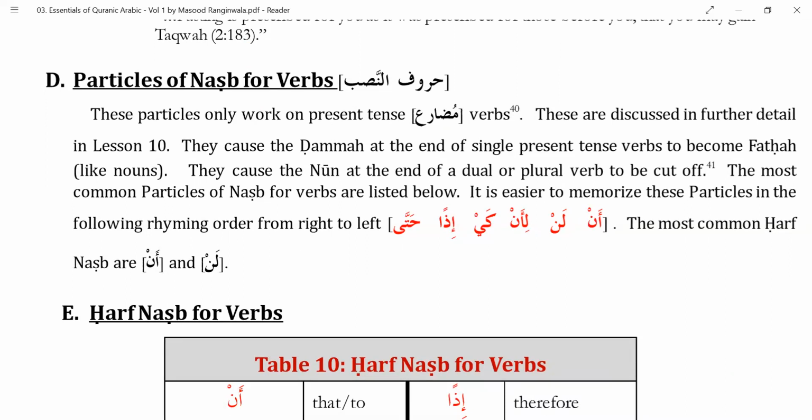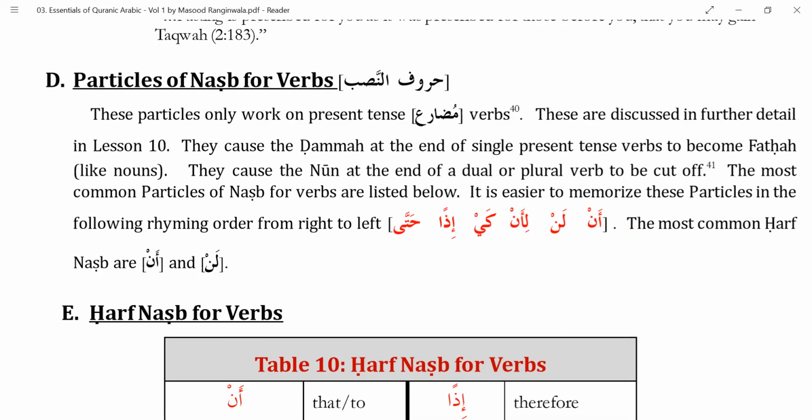Now they are put more in detail in lesson number 10 when we reach there. For now, what you need to know is, usually in present tense, when you see the conjugation of these mudari, which is in lesson 10, they have dhamma at the end. Now these particles, since they are particles of nasb, change the dhamma into a fatha. Fatha is nasb. And also the noon, if it is a dual, two people doing, or plural verb with una, that noon will be cut off because you have to make it nasb.